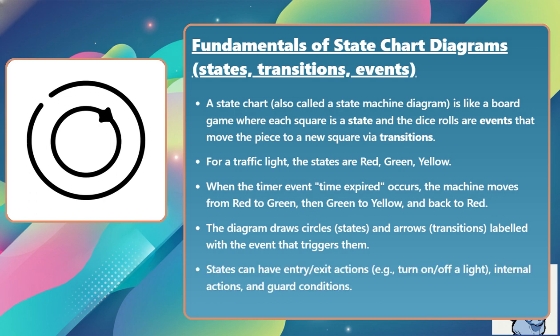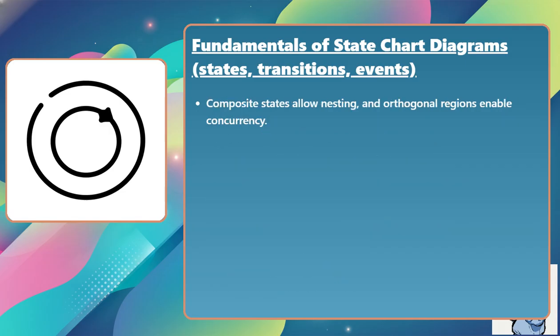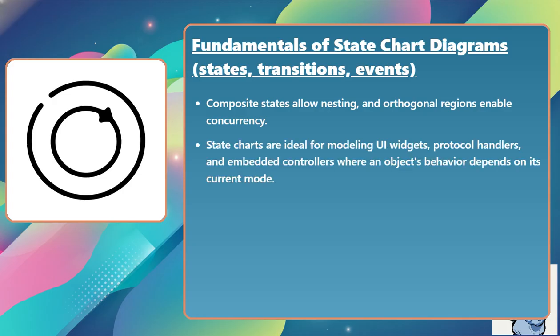States can have entry-exit actions, e.g. turn on/off a light, internal actions, and guard conditions. Composite states allow nesting, and orthogonal regions enable concurrency. State charts are ideal for modeling UI widgets, protocol handlers, and embedded controllers where an object's behavior depends on its current mode.